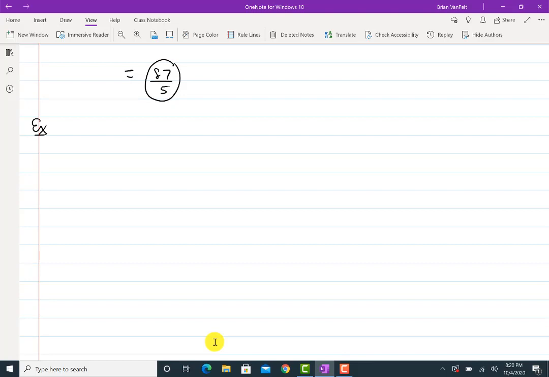Let's do a negative one. Let's convert -3 5/8 to an improper fraction. Pay attention to what I'm going to do here. People make a mistake on this a lot.